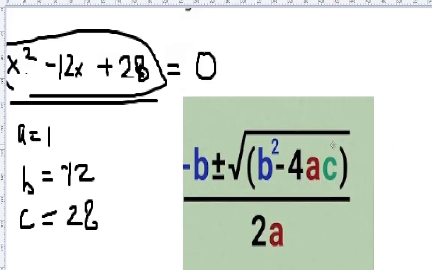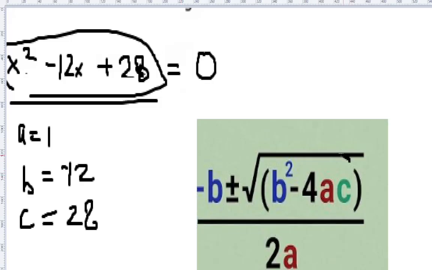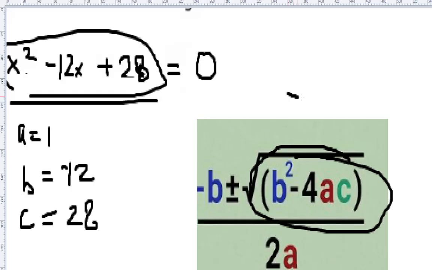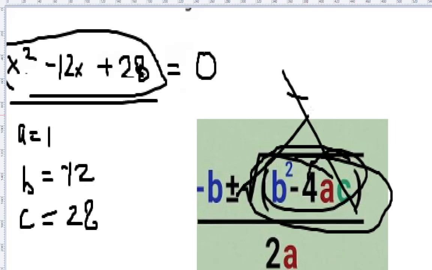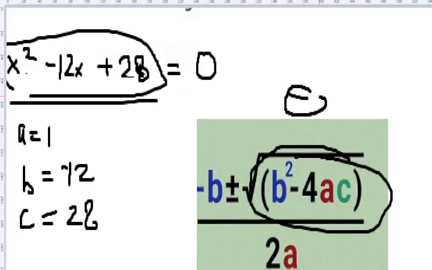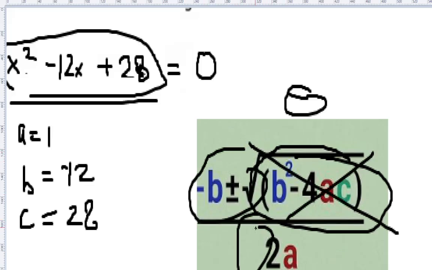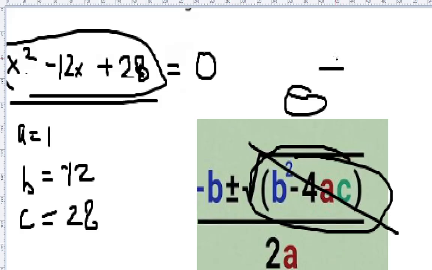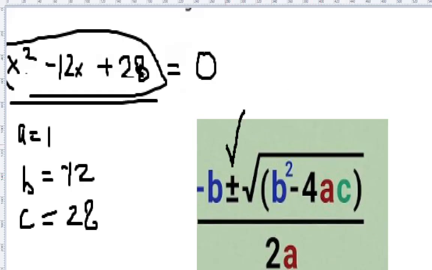Now this part you should always do first, because this will tell you if there's even a solution. Because if this part here comes out as negative, there's no solution. If it comes out as 0, there's only one solution. You can just forget about it and solve this part. And if it comes out as positive, there are 2 solutions. So always solve this part first. Also note this plus minus simply means we're going to do this equation twice.